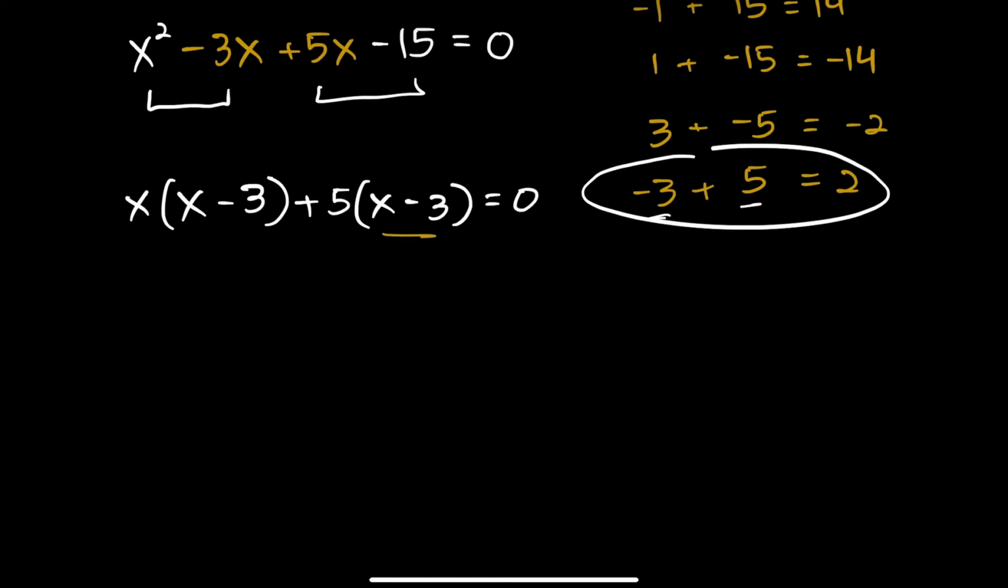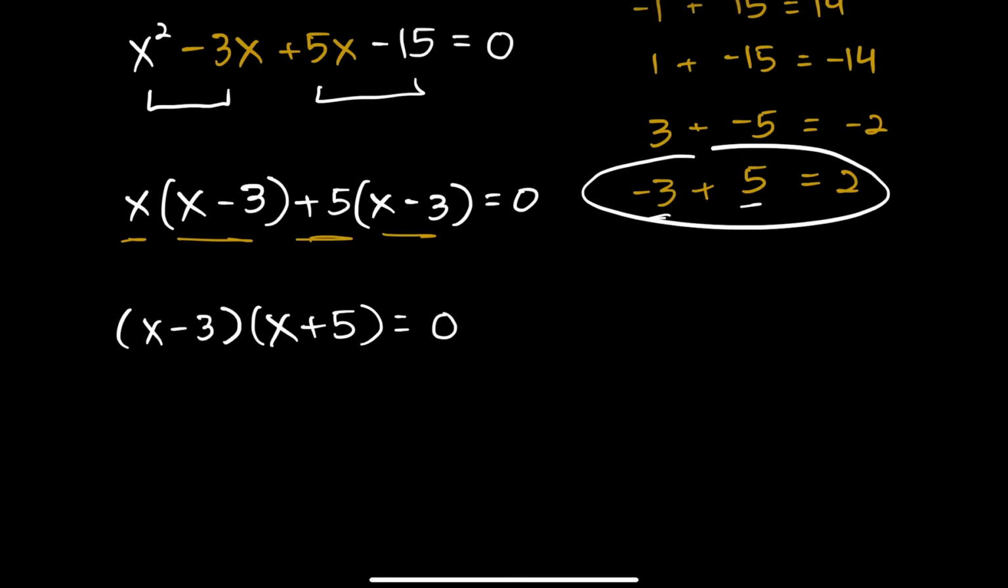And notice that inside the brackets, we have the same thing, x minus 3. So now we can factor out the whole bracket, x minus 3. And then we multiply that by the term in front. So the term in front, x plus 5. Just like that. So we do x plus 5 in the second bracket. And this is still equal to 0.